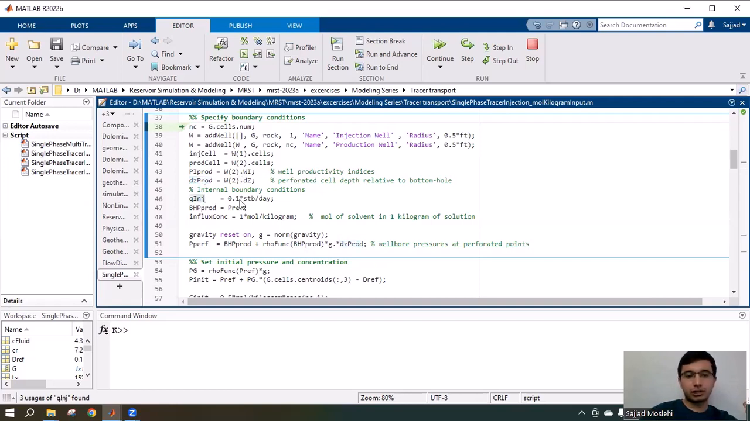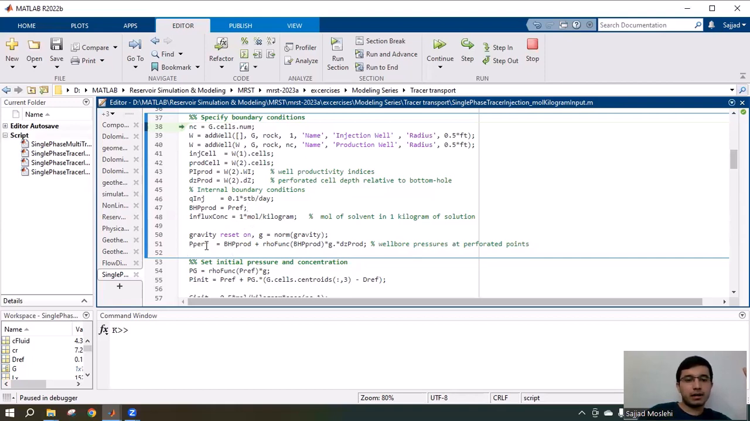Here, the injection flow rate is 0.1 stock tank barrels per day. The bottom hole pressure of the production well is set equal to the reference pressure, and the reference pressure is actually the initial pressure of the reservoir. And the concentration of the tracer in the injected water is set equal to 1 mole per kilogram.